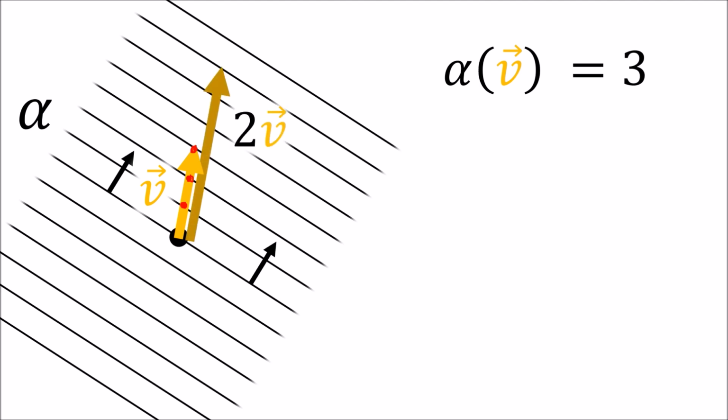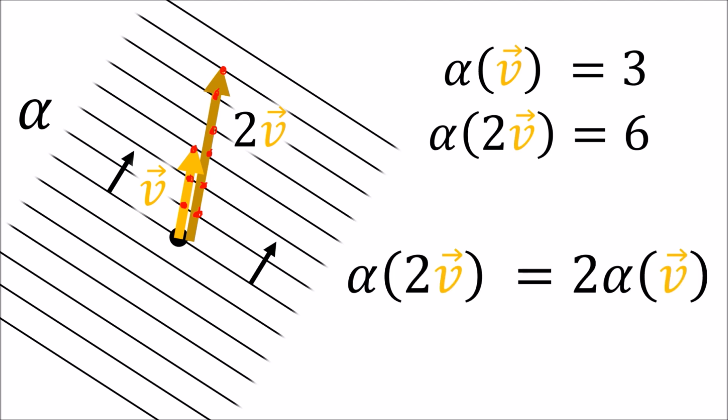Now in this example, v pierces 3 stack lines, so alpha of v equals 3. Now watch what happens if we double the length of v to get 2v. The vector 2v pierces 6 stack lines, so alpha of 2v equals 6. Notice that when we double the length of the input vector, this is the same thing as doubling the output of alpha acting on the original vector.